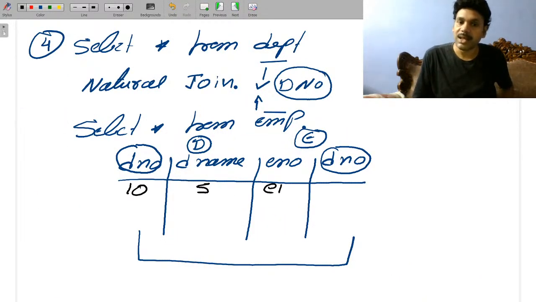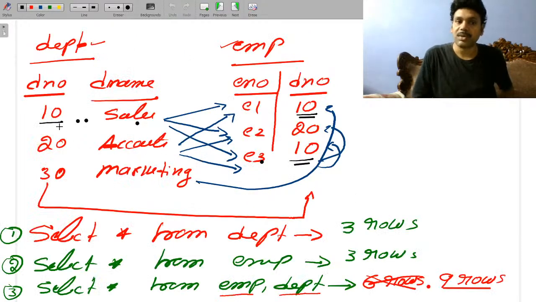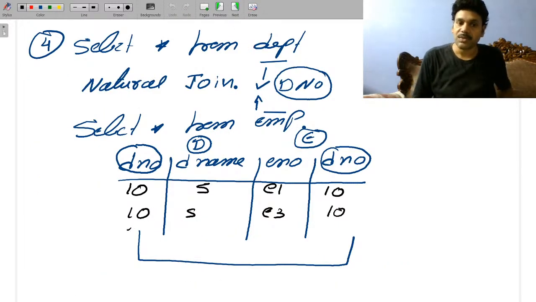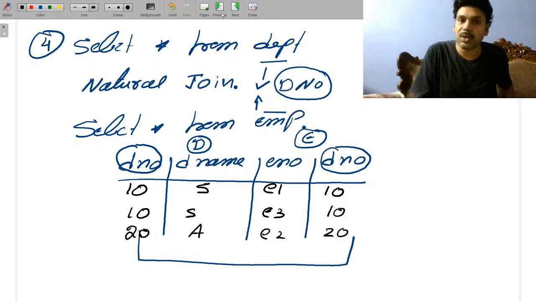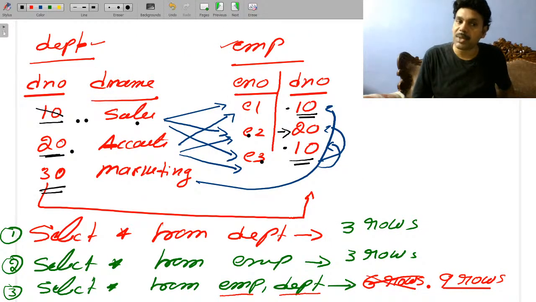10 sales E1 10 and 10 sales E3 10. Now you observe, friends, one more. So this 10 mapping is completed. Come to 20 mapping. So 20 cannot map with 10, and it cannot map with this 10, and 20 can map with only this 10, 20 only. Therefore, 20 accounts E2 20 we are going to get. That's it. This is your natural join, because you do not have any kind of mappings on 30.